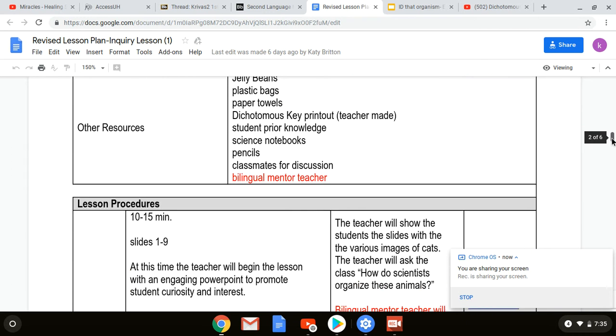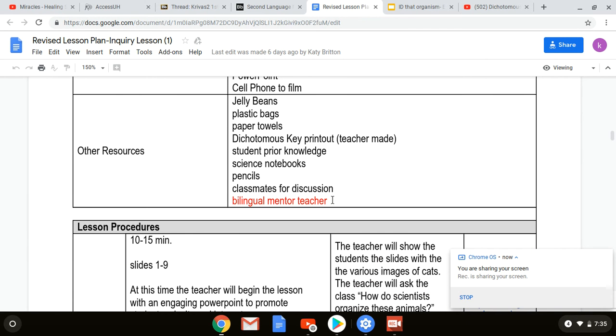I saw here that you are blessed to have a bilingual mentor teacher, and that you can use in your lesson, especially to help you with your ELA students. Just keep in mind, when we have our own classroom, we may not have a bilingual aide or somebody in the classroom with us that can translate the lesson. So just keep in mind how you would teach this lesson without having a bilingual mentor teacher to help you.